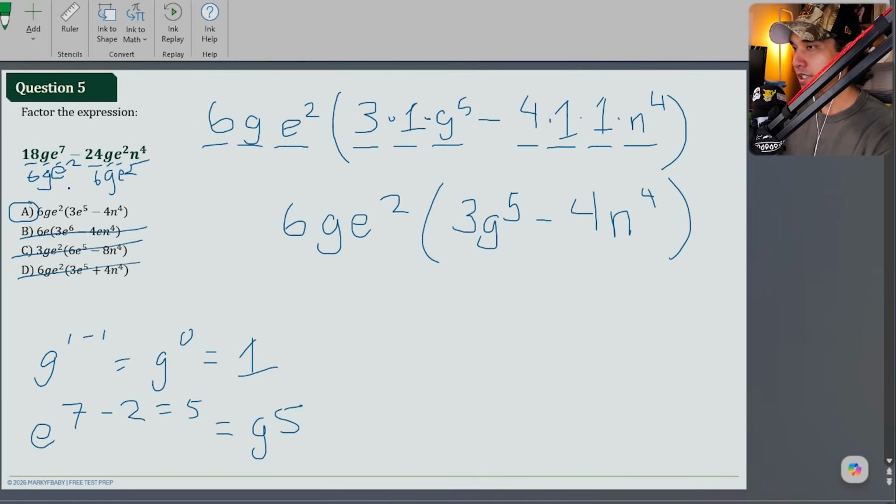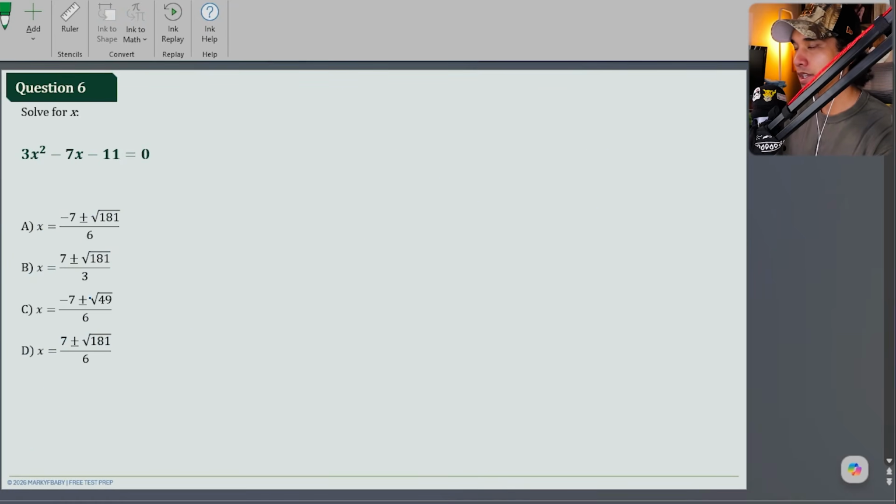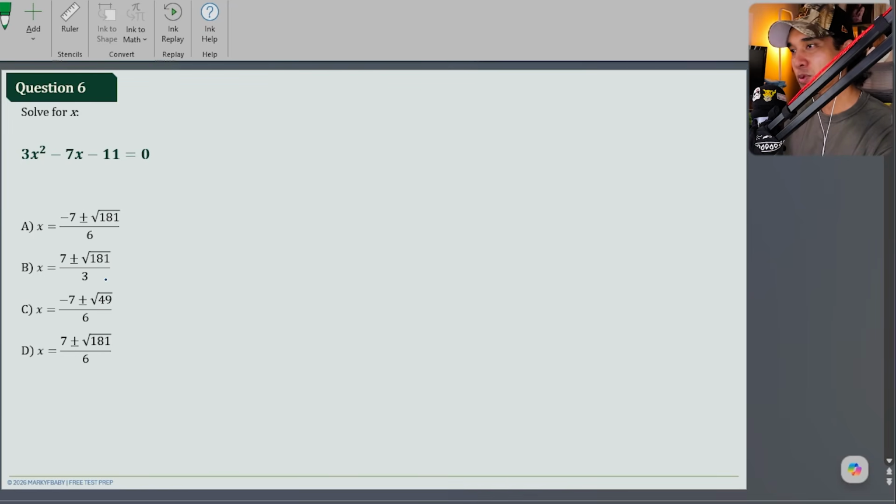Okay. Question number 5 complete. Question number 6. And here is where it gets difficult. This one I forced you to use the quadratic formula. Because over here we have negative 11, right? And usually what you're used to is factoring, finding the factors of negative 11. So what times what equals negative 11, and then when combined, those two terms equal negative 7. Well, nothing will work.